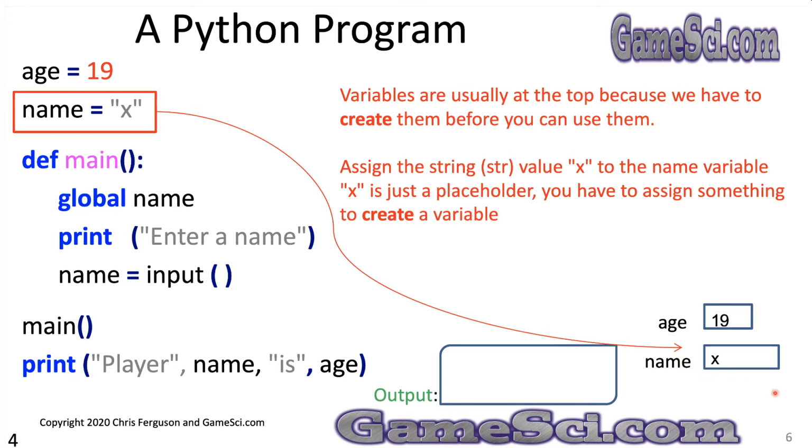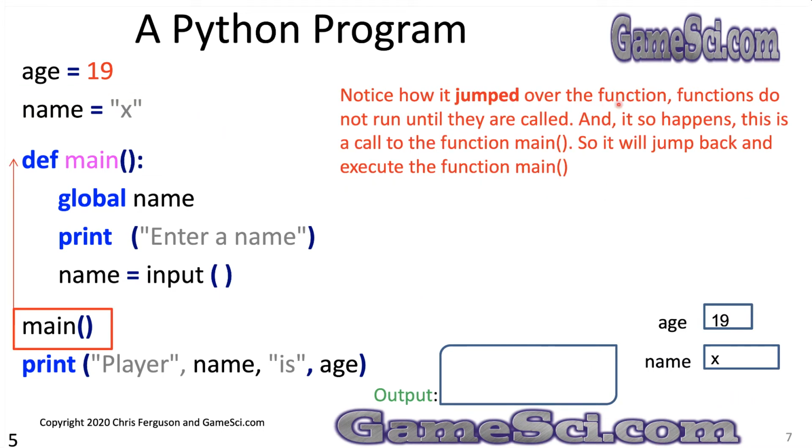Once again, this is computer memory, and variable stored values, these are the initial values I've decided to store in my variables. Notice how it jumped over the function. Functions do not run until they are called. And it so happens this is a call to the function main. So it'll jump back and execute the function in main. So when I ran this program and it started with these two lines, then it jumped over the function to execute this line. This is the call to the function main, which will jump back up and execute main.